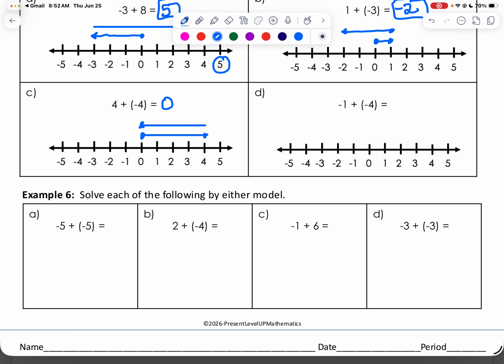All right, problem D. We have negative 1 plus negative 4. So starting at 0, I'm going to go left 1. Now, here, I'm going left 4. So I have to go 4 more to the left. 1, 2, 3, 4. So the answer is negative 5. Now, let's talk about this with counters. I had 1 negative on the top row and 4 negatives on the bottom row. And that gives me a total of 5 negatives. There were no 0 pairs. Nothing canceled out.